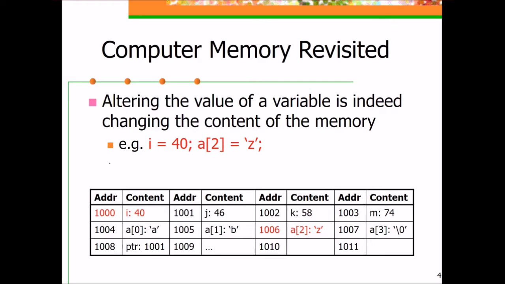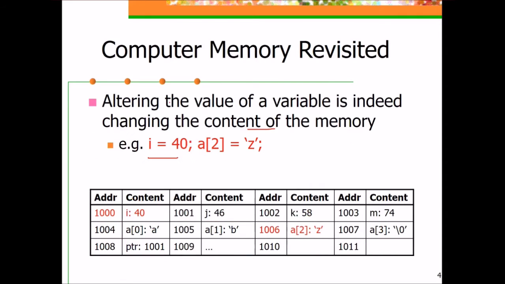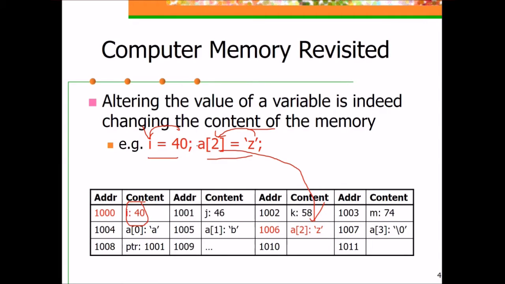So altering the value of a variable is indeed changing the content of the memory. When you are trying to modify it, you are actually changing the content of the memory. For example, if you are saying i equal to 40, what was i holding in the previous case? i held 37. But now i will be 40 because it was given the value of 40. In a similar manner, we are providing 'z'. This is a character z, and its ASCII value will be given to A[2]. So what is going on? Previously it was A[2] equal to 'c'. This is actually an array, the value of the array. So we have modified or replaced 'c' with 'z'. We are actually playing with the memory.